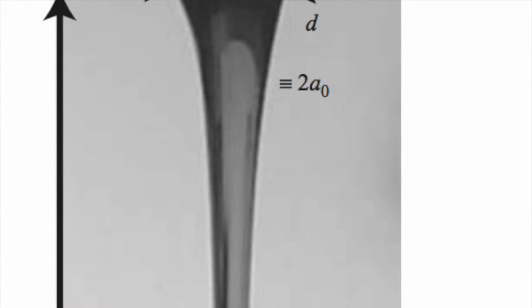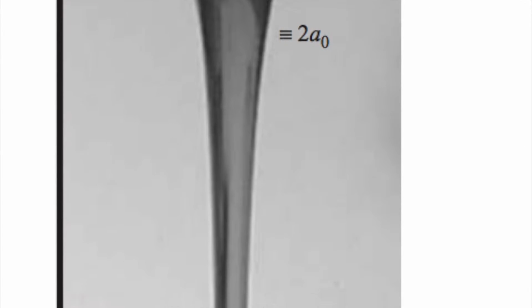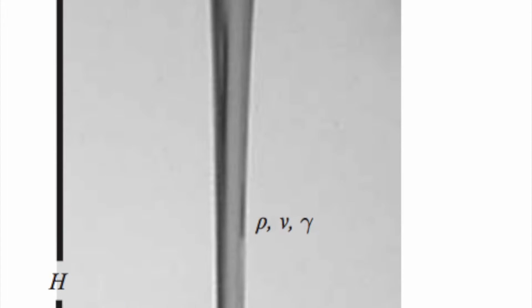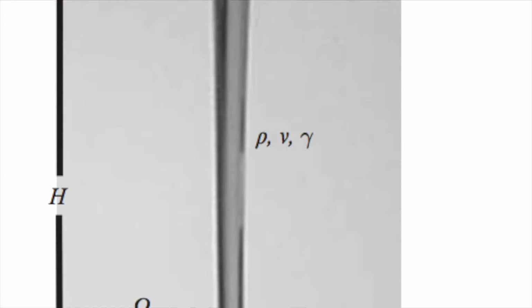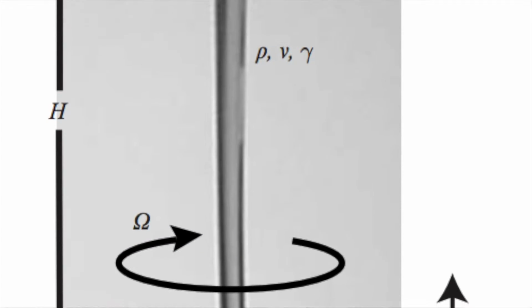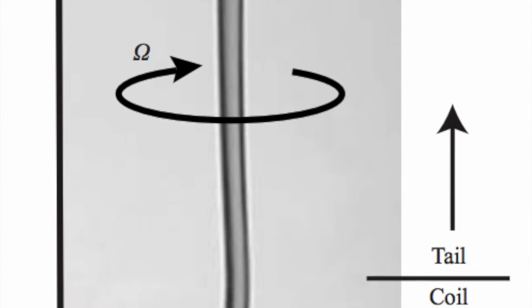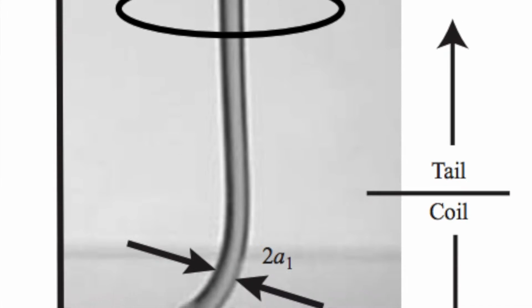In general, the flow profile for a fluid will be defined by several parameters. The radius of the upper flow is A0, while the radius of the flow just before coiling is A1. The portion of the flow toward the bottom of the flow is called the coil, and the remaining fluid above makes up the tail, while the entire height of the fluid is h.